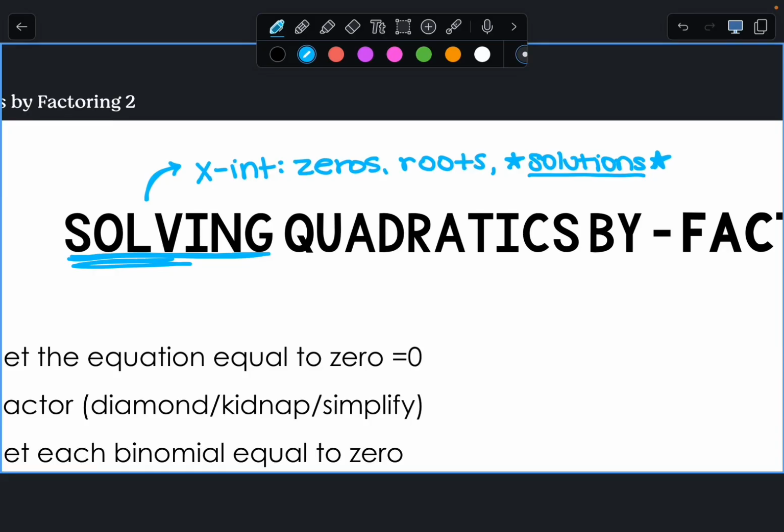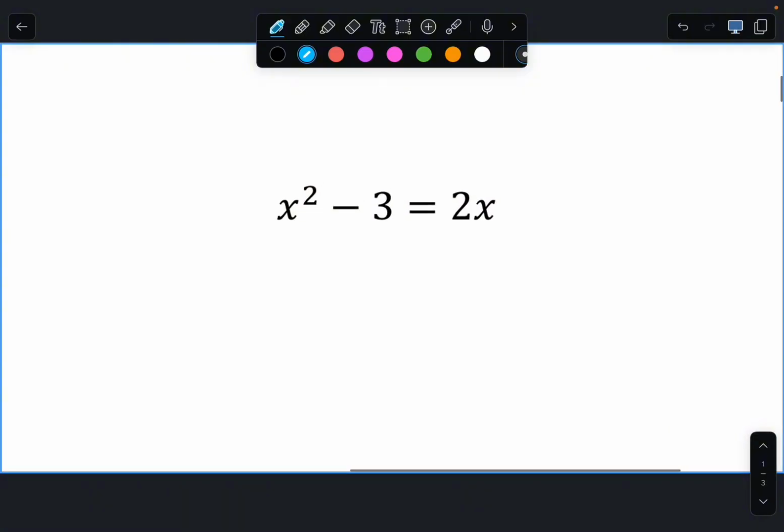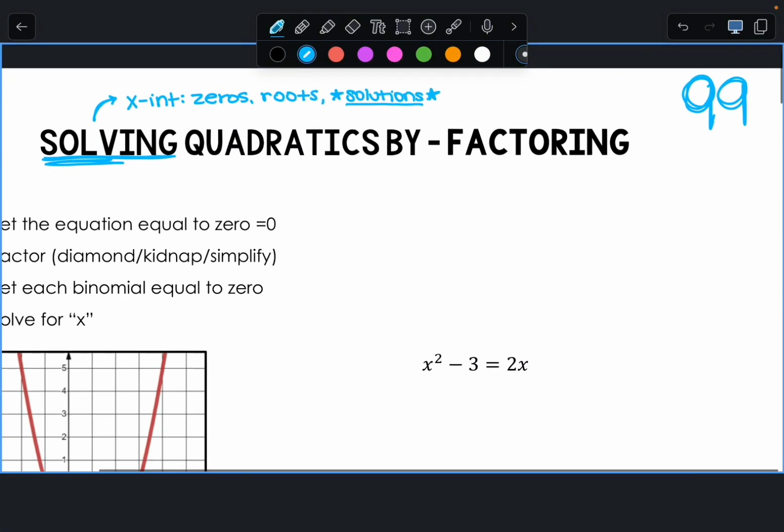So the steps to solve. First thing, you need to make sure that all of your terms are on the same side of the equal sign. That's what it means to set it equal to 0. All terms, same side. Now, if all of your terms are not on the same side, that will cause you to get a wrong answer because it'll change the sign on your answer.